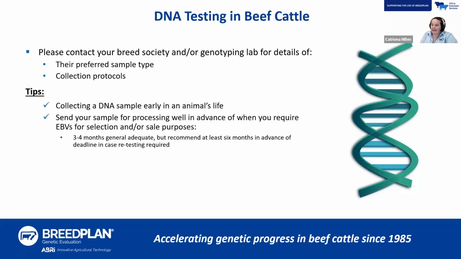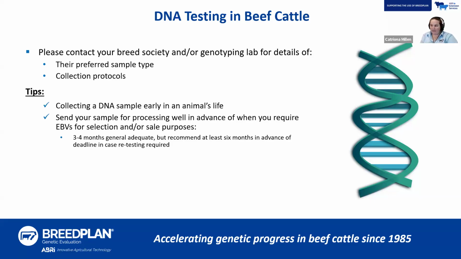We recommend sending your sample for processing well in advance of when you require your EBVs for selection or sale purposes. There is a lag time. You need to get the sample from your farm to the lab. Whether or not that's via the Breed Society will depend on the Breed Society protocol. Then it needs to be sampled in the lab. Then it needs to come back, be uploaded onto the database, and then for those breeds that are having a monthly BREEDPLAN evaluation, it has to wait for the next BREEDPLAN evaluation.